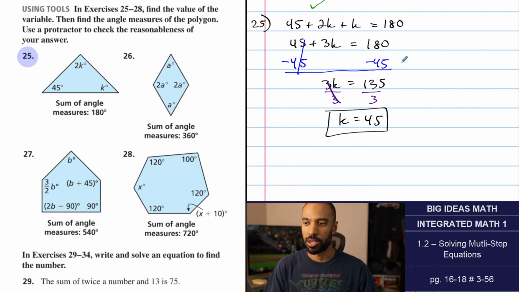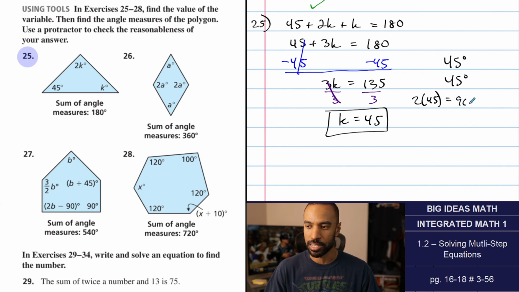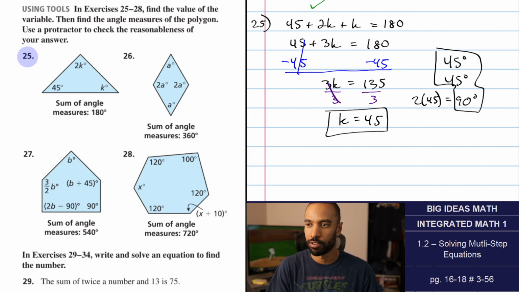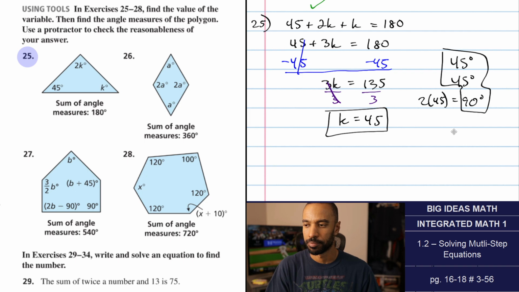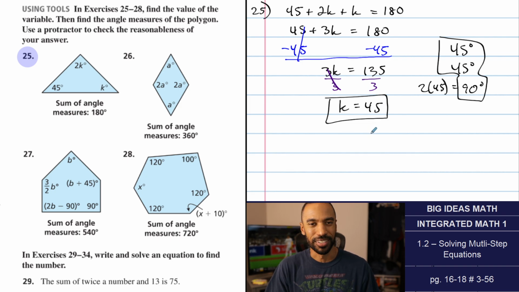Now, as far as the angle measures are, we have a 45 degrees already. The other k is going to be 45 degrees. And then 2 times 45 is the other one, 2k, that's 90 degrees. So these are the three angle measures, 45, 45, 90. Looks hideous, though. All right. Okay. I don't know if that's how they want us to write it, because they don't name the angles. They don't say angle A is this, angle B is that.